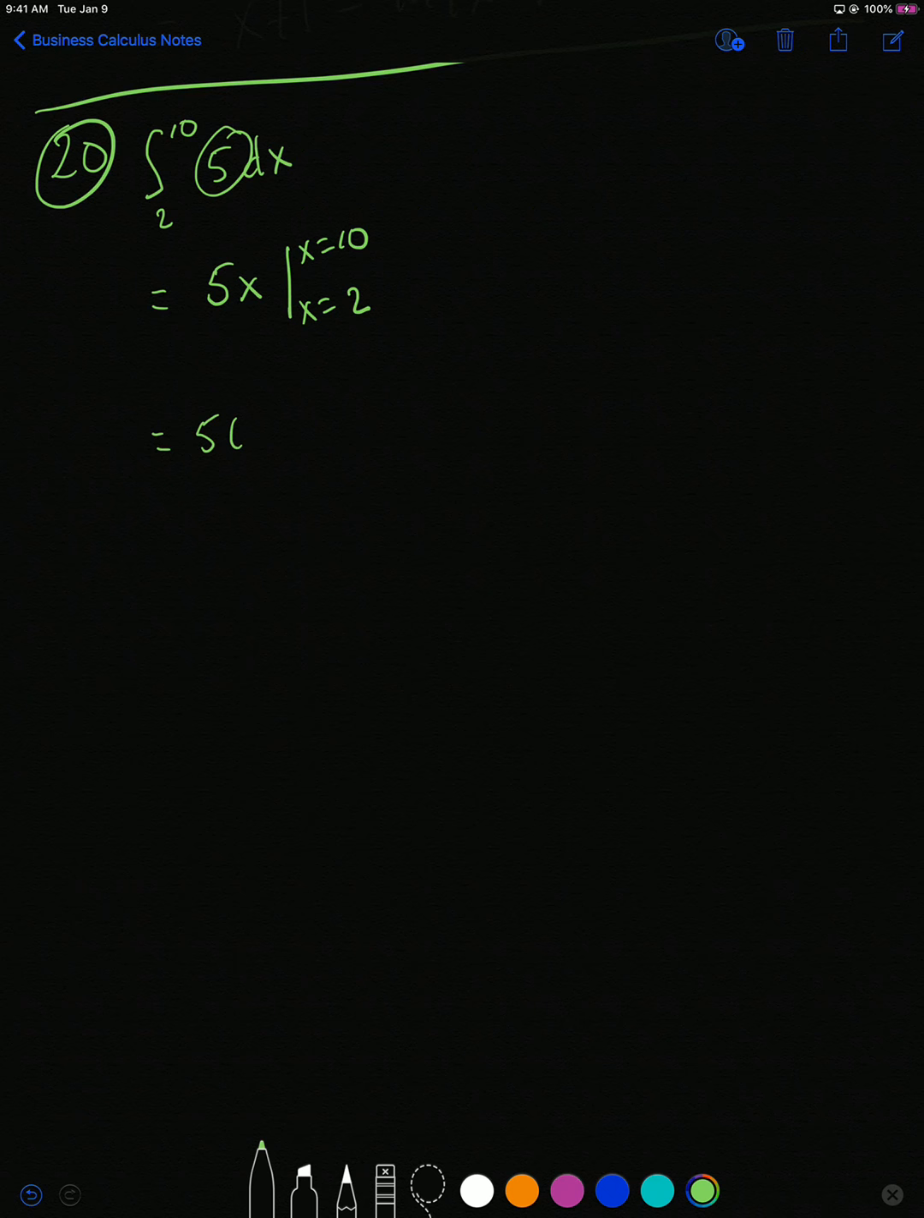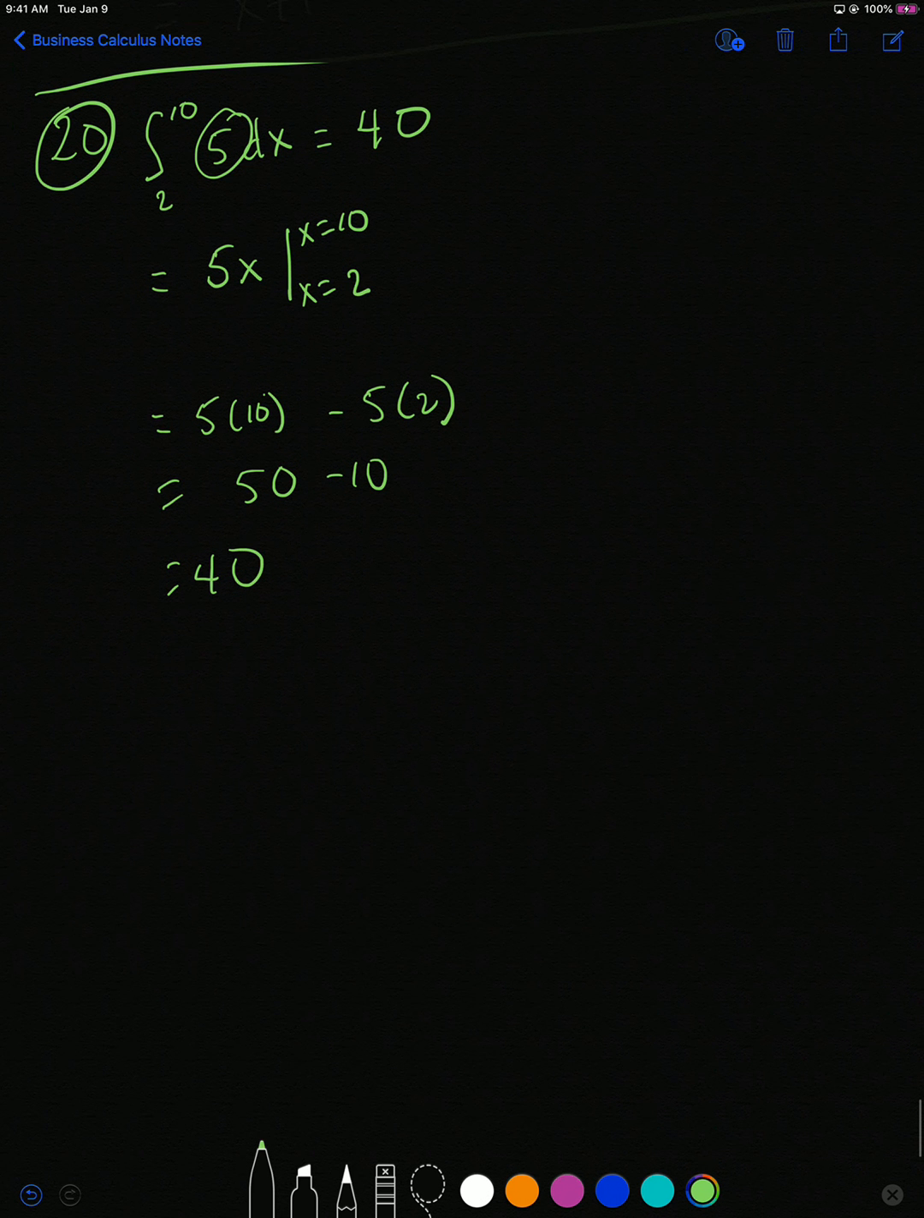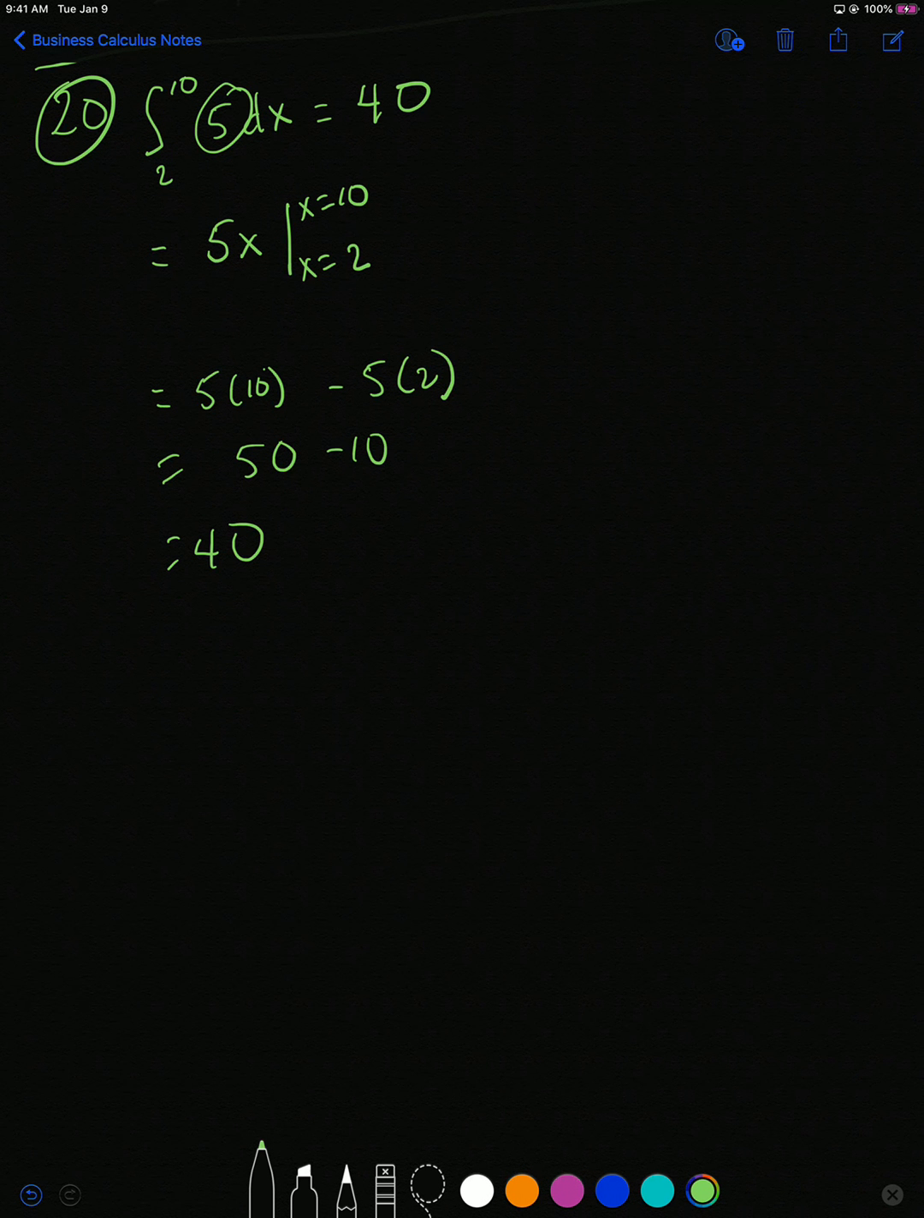So that's going to be 5 times 10, 5x when x equals 10, minus 5 times 2. 5 times 10 is 50, minus 10. The answer is 40. Remember, the definition of the definite integral tells us that this is the area between the curve and the x-axis. That's what this 40 represents, so it's square units.